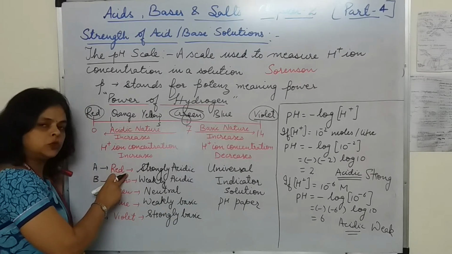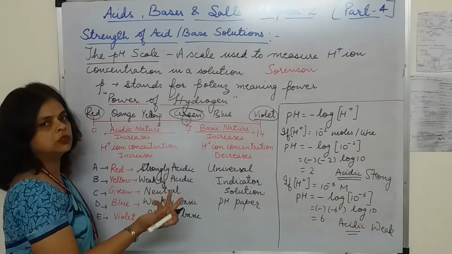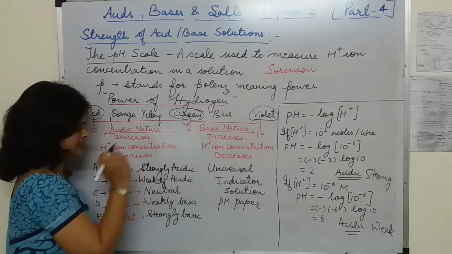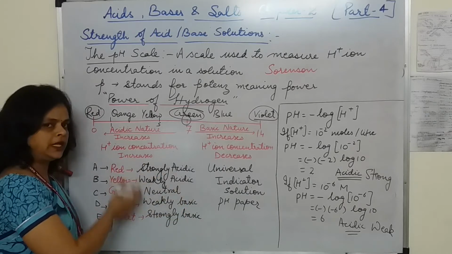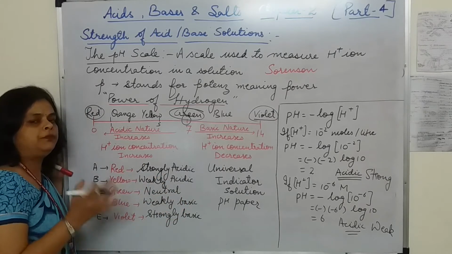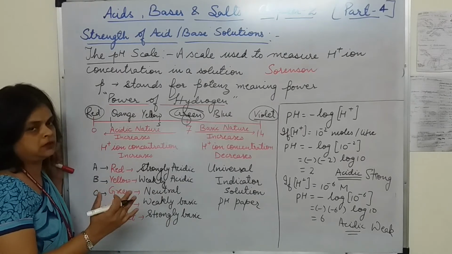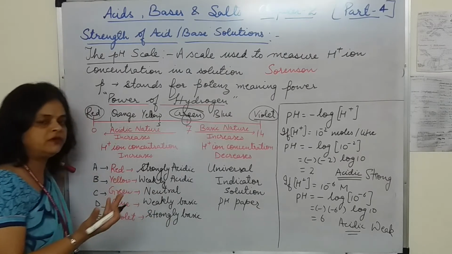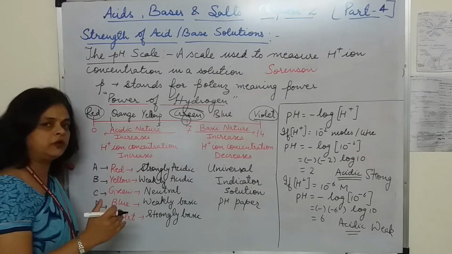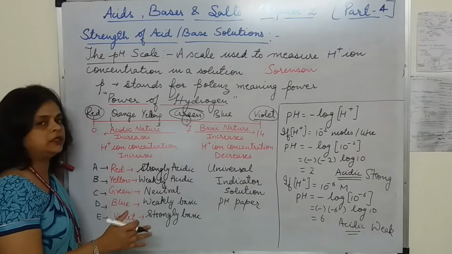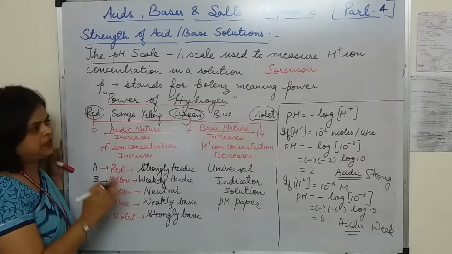If it shows red color, you can conclude that it is strongly acidic. Yellow means weakly acidic. Likewise, you can find out the pH and detect the strength. I should use the word strength because the nature you can find out with the help of an indicator, but the strength you can find out with the help of the pH scale.